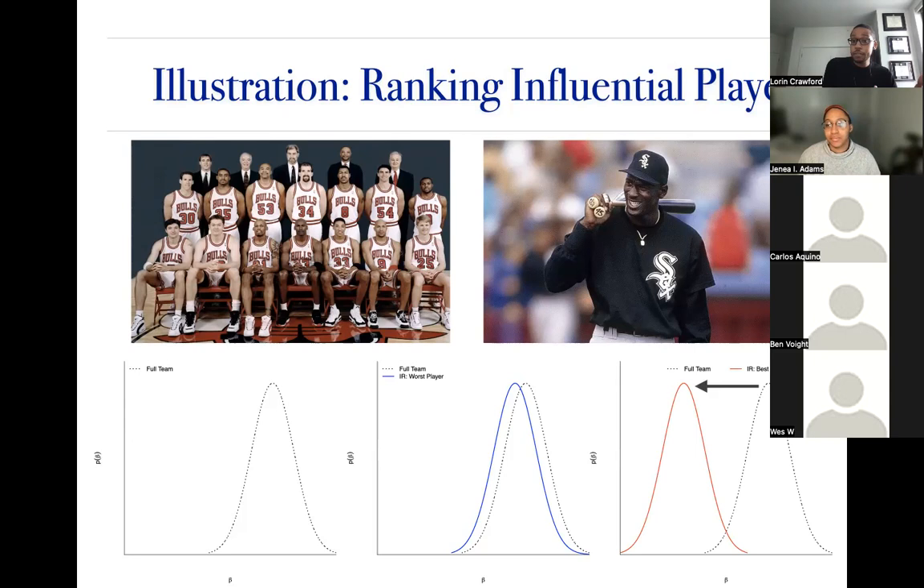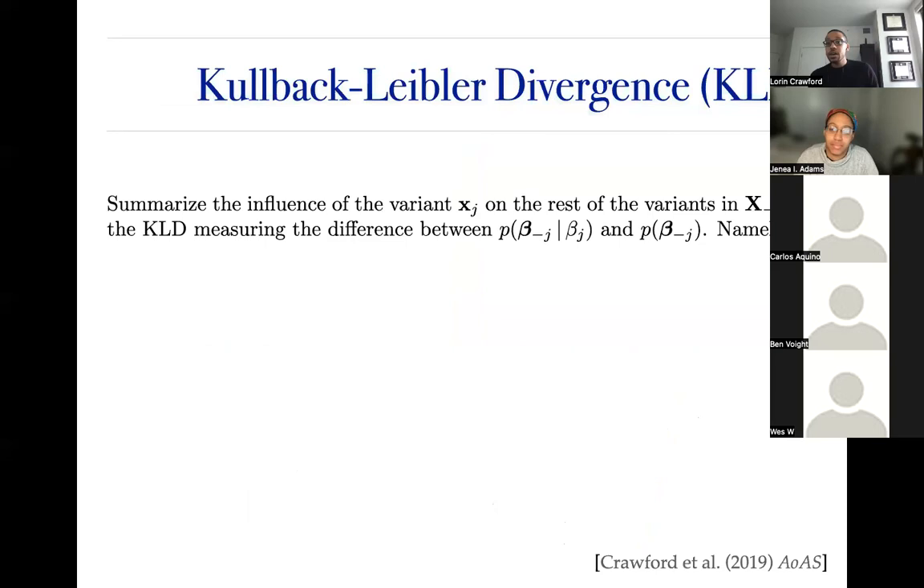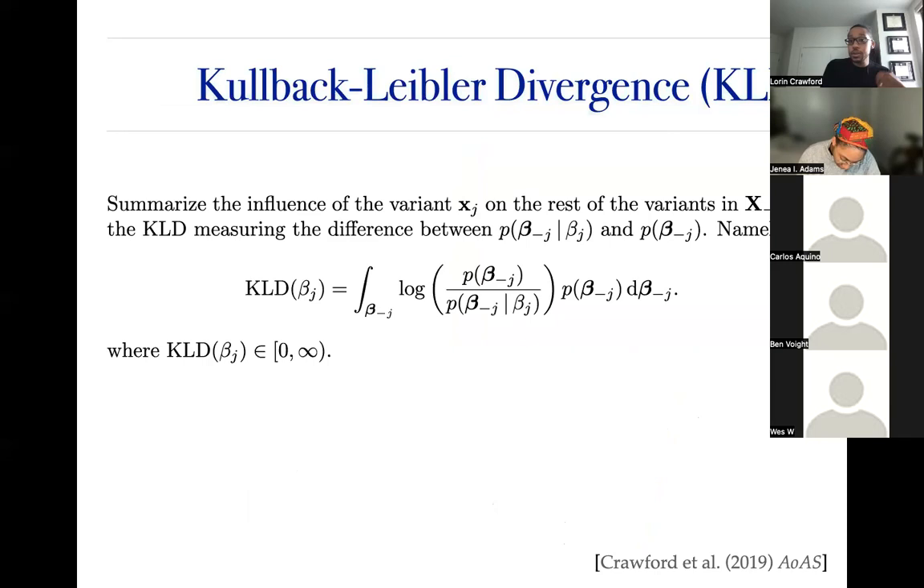Now, if I wanted to understand the ranking of all my players in my data set, what I could do is take that measure by iteratively placing every single player on my team on injury reserve and then measuring that distance. It turns out you can mathematically represent this via KL divergences, right? So the way I can summarize the influence of any one of my given SNPs or genes on the rest of the SNPs and genes in my data set is by measuring the KL divergence between the full distribution with that gene's effect marginalized over, and the conditional distribution with that gene's effect set to zero. The idea of putting that player on injury reserve, right?